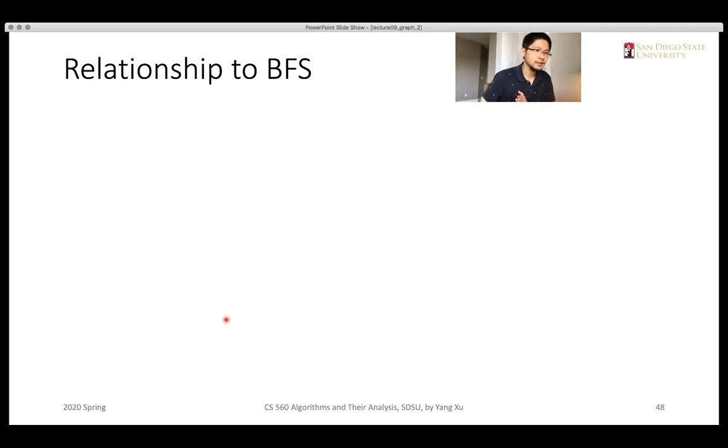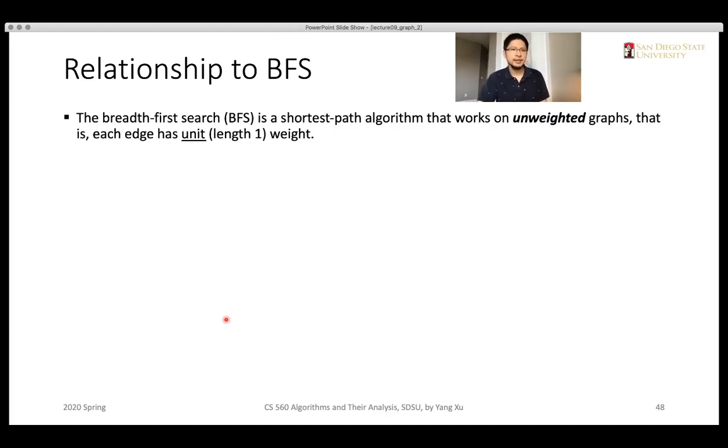The shortest path problem that we talk about today is related to the breadth first search algorithm, which is the elementary graph algorithm that we talked about on the first day of this chapter. So in BFS, we also say that it is able to find the shortest path between the source vertex and any vertex in the graph.